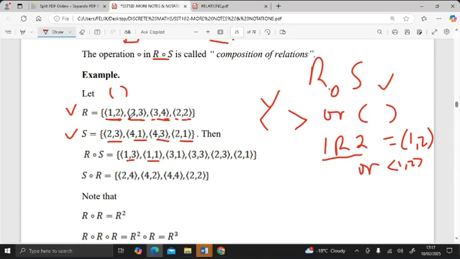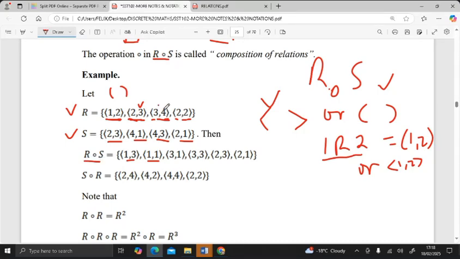So we move to the next member, which is 2 R related to 3. We would want to look for members of S that start with 3. Let's see: 3, 3, 3. No, it is not there. So that is to say that this one cannot transition to the second relation in a manner that gives us a member of R composition S.